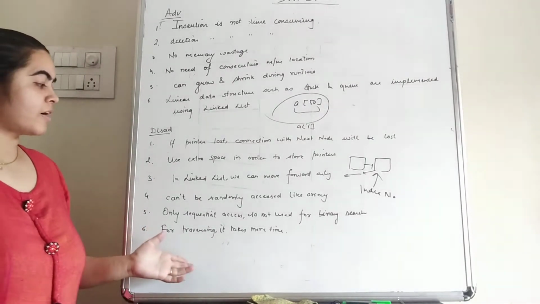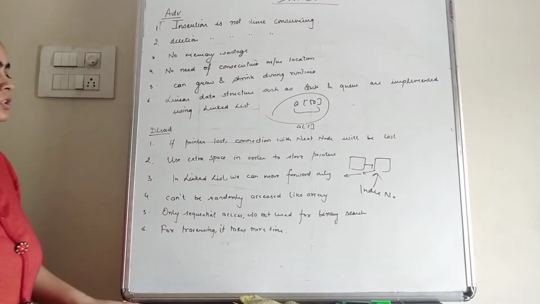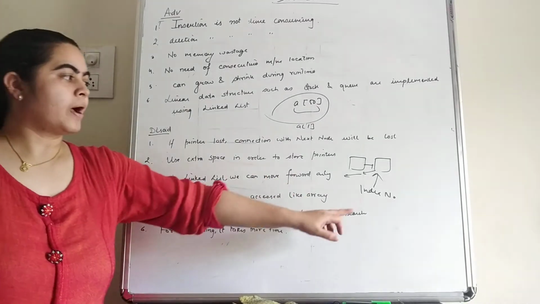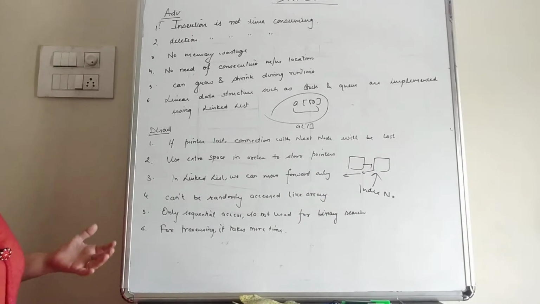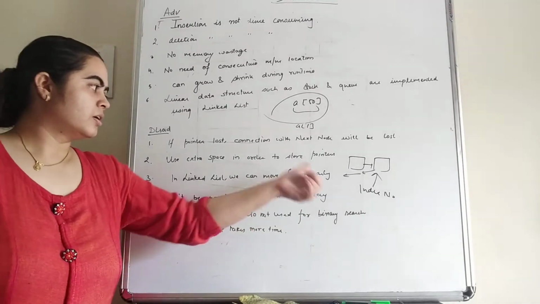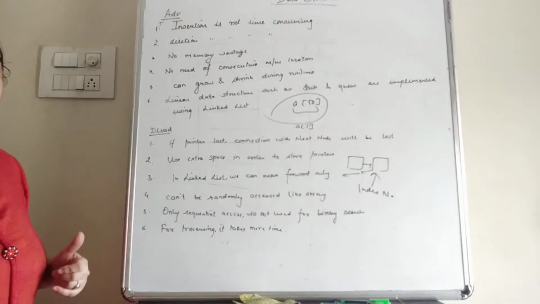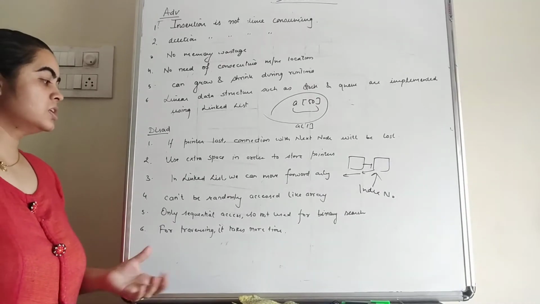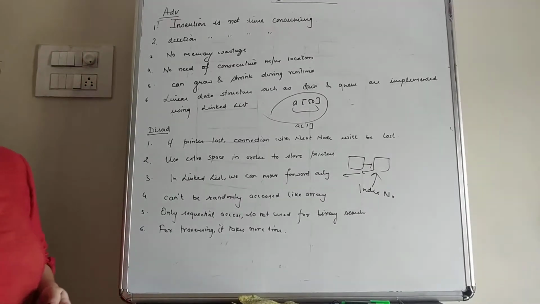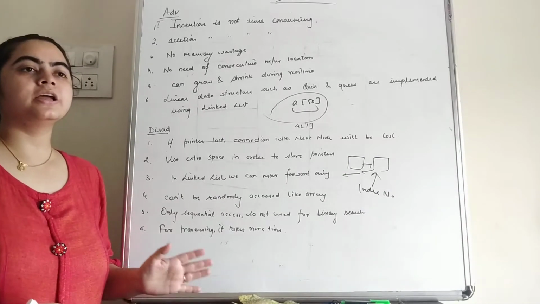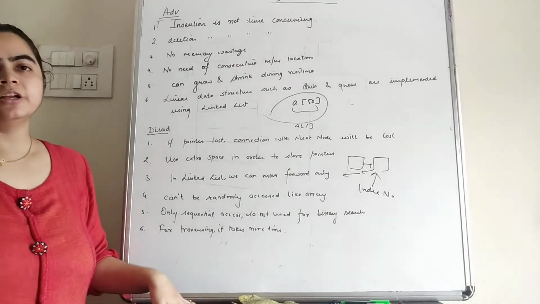Next one is for traversing, it takes more time. See students, in the array directly by using the index number we can jump to the particular memory location. So we can access the data elements in case of the arrays directly, but in case of the linked list we have to traverse each and every data element by checking the link from each and every node.